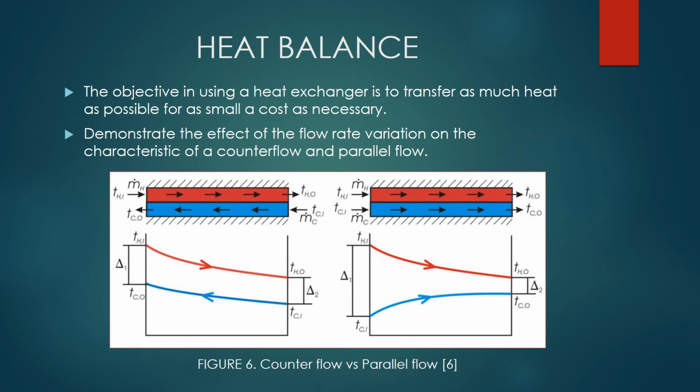The objective in using a heat exchanger is to transfer as much heat as possible for a small cost if necessary. The graph below demonstrates the effect of the flow rate variation on the characteristics of a counterflow versus the parallel flow. Usually on a double pipe, the warmer fluid goes into the inner pipe and the cooler fluid goes into the outer pipe. Normally, counterflow is used to get the most heat transfer between fluids on a double pipe heat exchanger. If you want a smaller amount of heat transfer, then parallel flow will be used.